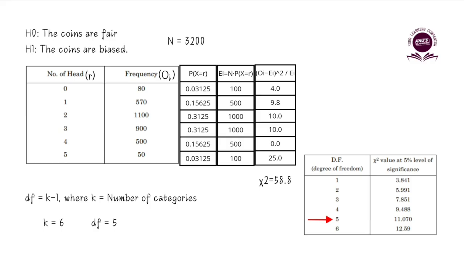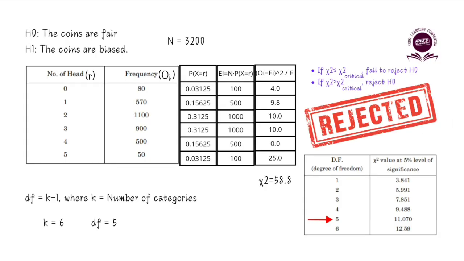Now we have chi-squared and chi-squared critical, and we can compare them. We are getting the chi-squared value as 58.8, whereas the critical value is only 11.070. So the chi-squared value is much greater than the critical value. So what do we have to do? We have to reject our null hypothesis. What was our null hypothesis? That the coins were fair. So if you reject the null hypothesis, our conclusion is that the coins are biased. The coins are not fair. So there you have it.